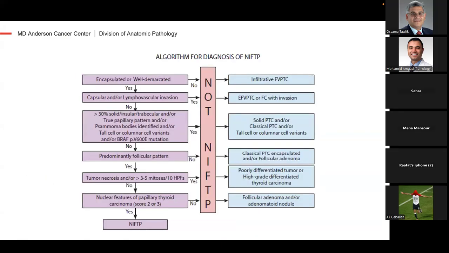And as I said, it's always nice to have an algorithm or a flow chart, and I find this one very helpful. It goes through everything. So, encapsulated follicular lesion or well demarcated. If you have that, you look for capsular or lymphovascular invasion. If you don't have that, then you go to the exclusion criteria we just talked about, and so on until you get to the NIFTP. On the other side, if it's encapsulated or well demarcated and you have invasion, you call it infiltrative follicular variant of PTC, and so on.